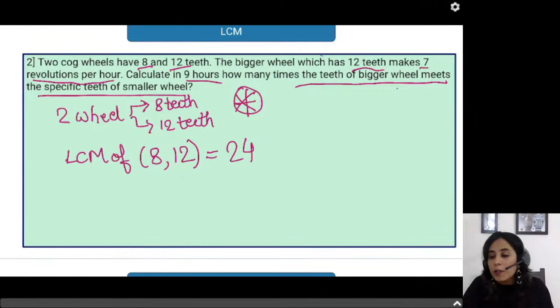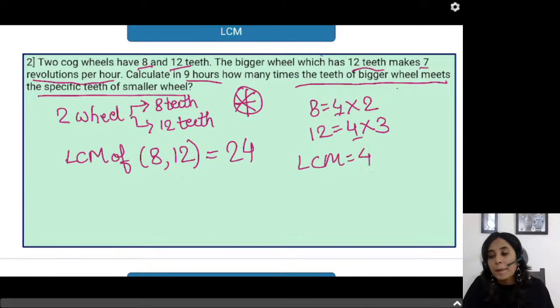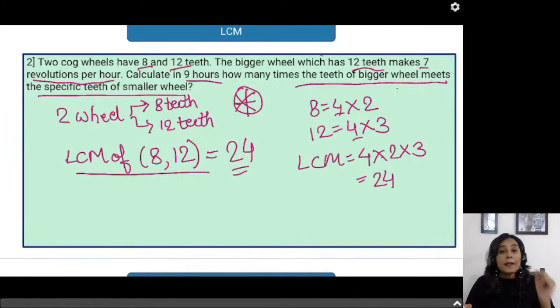How did I calculate the LCM of 8 and 12? 8 is nothing but 4 into 2, and 12 is nothing but 4 into 3. So 4 is common. LCM is nothing but the common term taken just once, so I have taken 4 just once into 2 into 3. The correct answer here comes as 24. The LCM of 8 and 12 is 24. After 24 teeth have passed, these two wheels are going to meet each other.